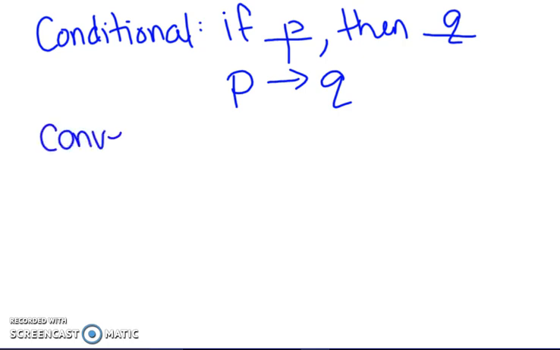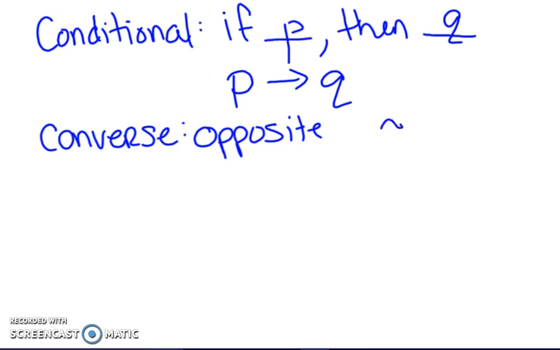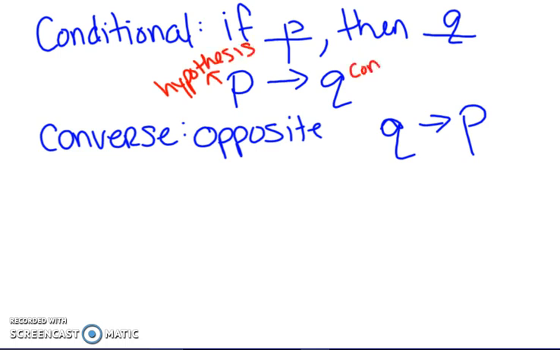So, when we talk about the converse of a statement, converse just means we're doing the opposite. So my original statement is P arrow Q, so my opposite statement is going to be Q arrow P. You're taking the opposite. You're switching the hypothesis and the conclusion. And just a little reminder, P is your hypothesis, so whatever comes in front of the if is your hypothesis, and Q is your conclusion. So anything that comes after the then is your conclusion.